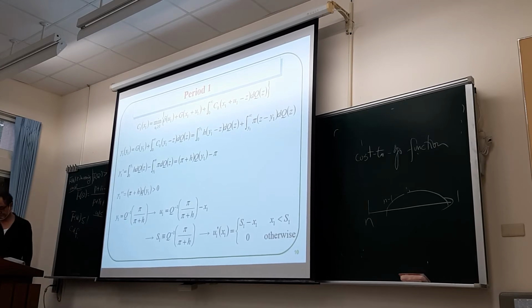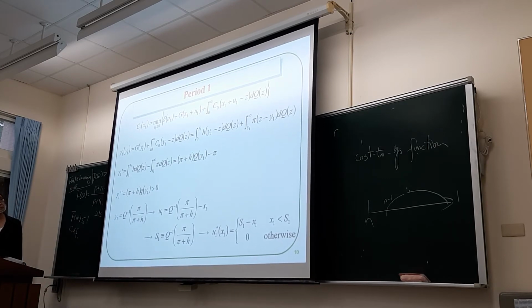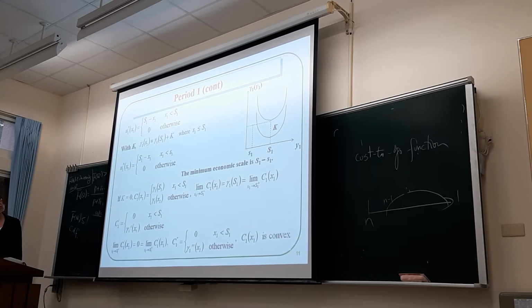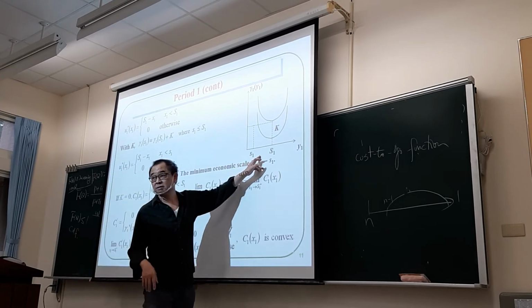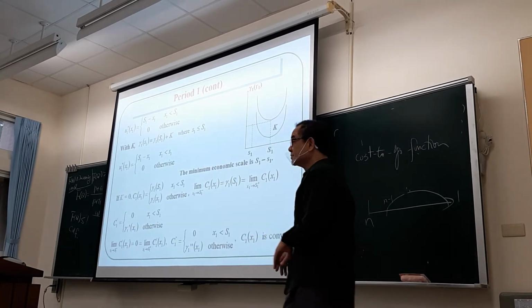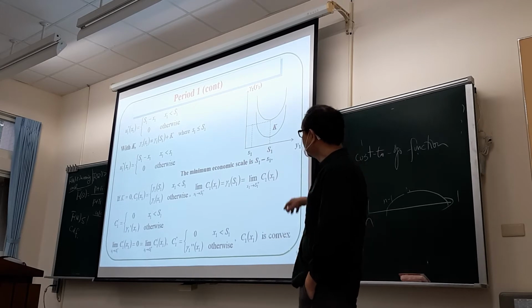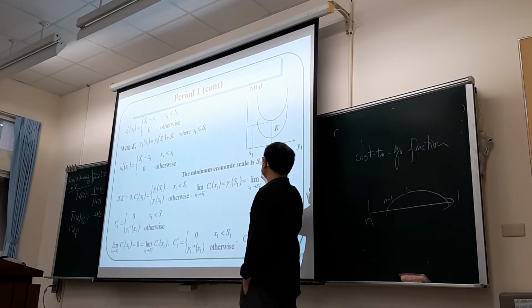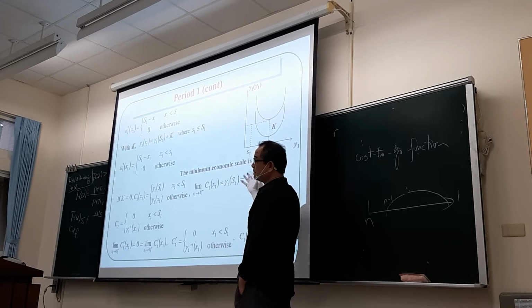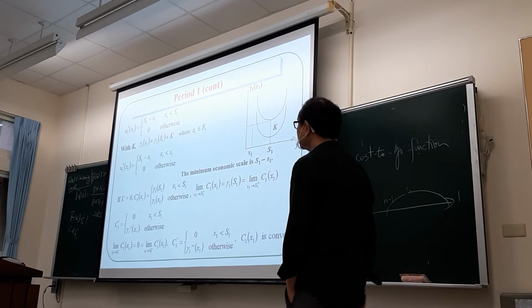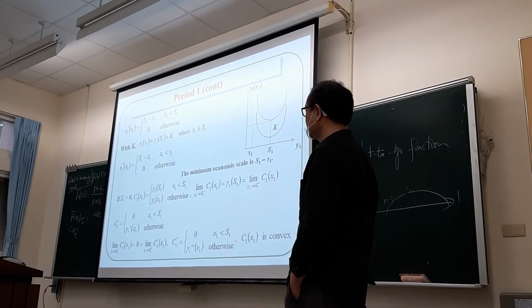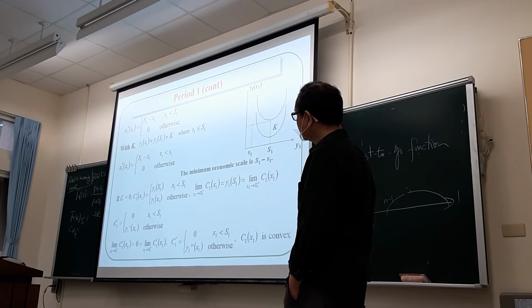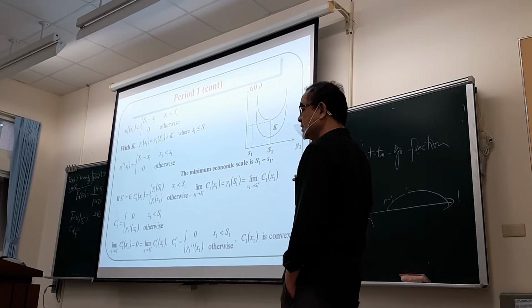The same idea. So how about with setup cost? Again, we will find the little s. Okay? Here, the minimum economic scale is the difference between the two S's. The same thing with a different notation.